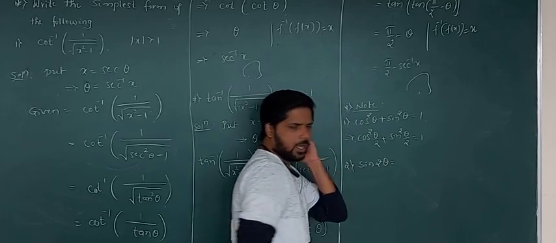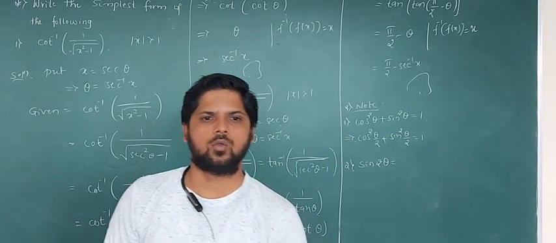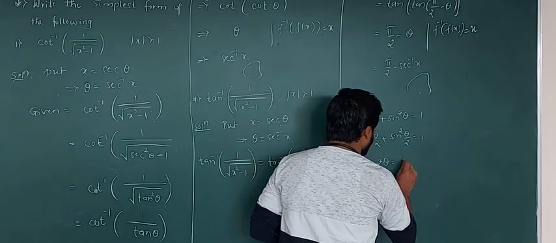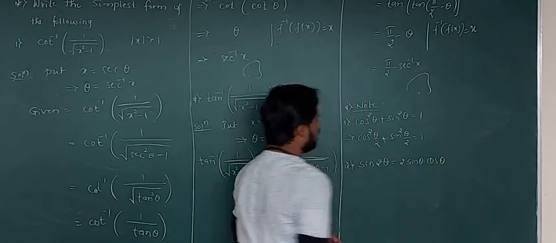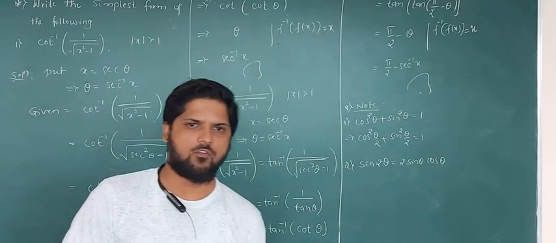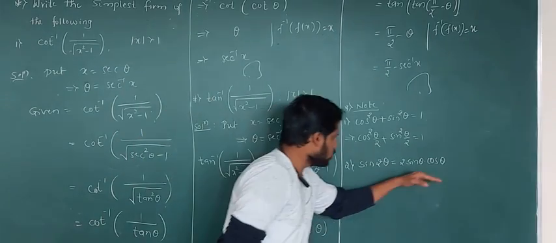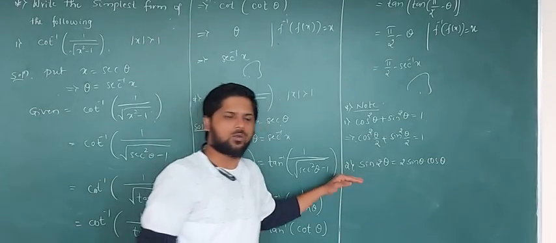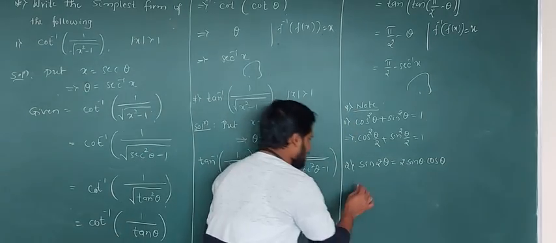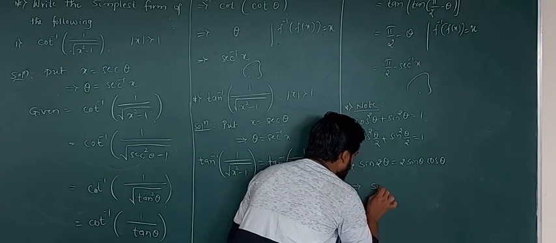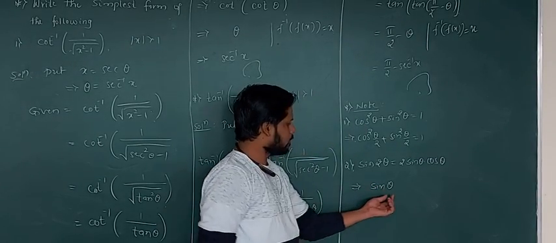Sin 2 theta. In sin 2 theta, we have two formulas. One is 2 sin theta into cos theta. Now I want only this one formula, so I am going to use this only one formula, that is sin 2 theta equal to 2 sin theta into cos theta. What about sin theta?